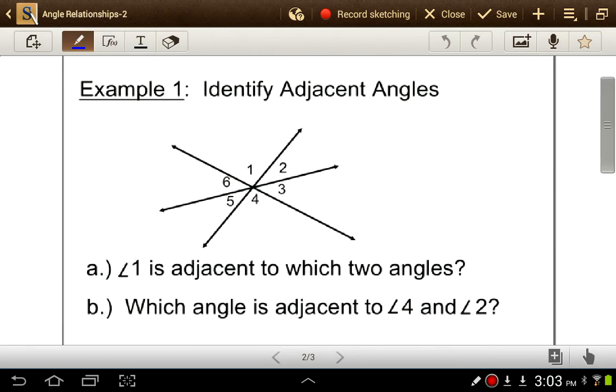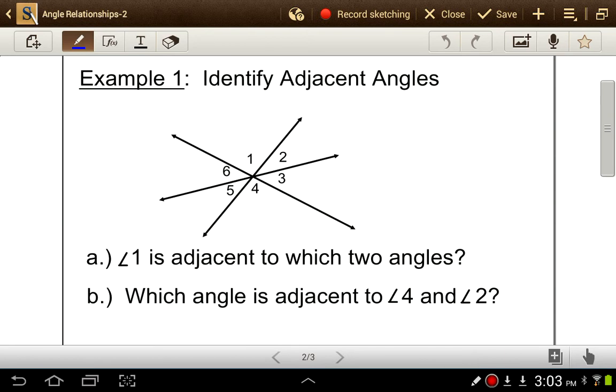All right, let's do some examples. First example, we're just going to identify some adjacent angles. So adjacent, remember, share a common vertex and a common side. I have a lot of angles in there. This little symbol here, guys, stands for an angle. That's an angle symbol. So angle 1 is adjacent to which 2 angles? Here's angle 1 right here. So which 2 is it next to? Well, it's adjacent to angle 6 and it's adjacent to angle 2. So angle 2 and angle 6.